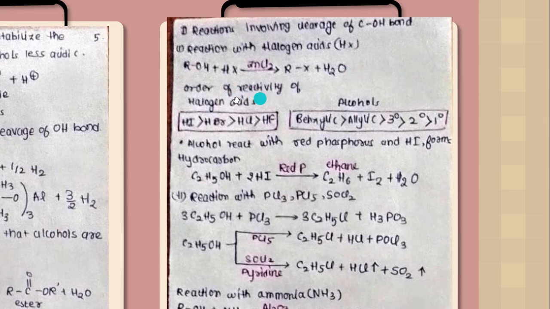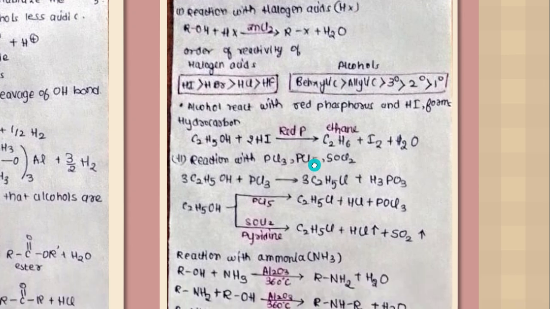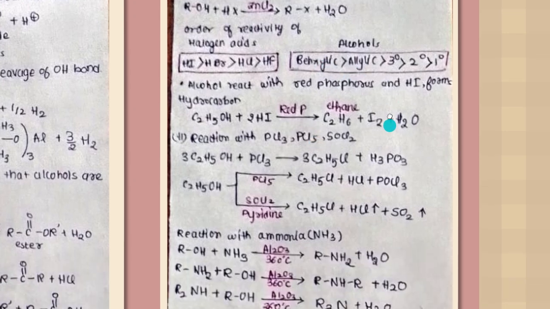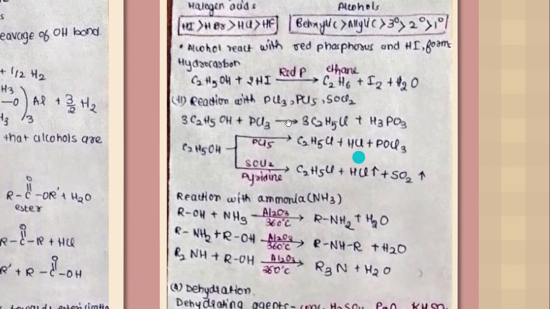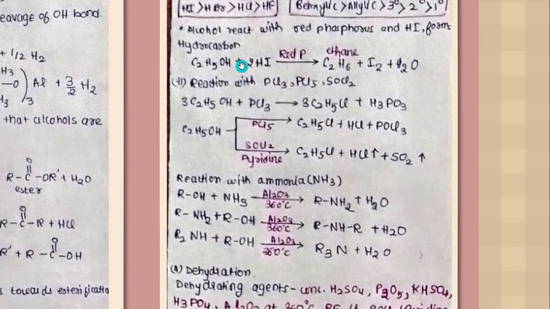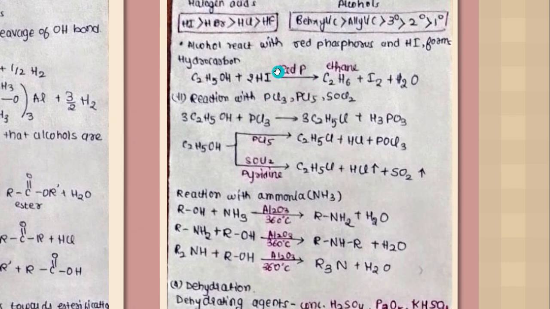So this is the order of reactivity of halogen acids: HI greater than HBr greater than HCl greater than HF. And further, for alcohols: benzylic greater than allylic greater than tertiary greater than secondary greater than primary. Alcohols react with red phosphorus and HI to form hydrocarbon. C2H5OH plus 2HI in presence of red phosphorus gives us ethane plus I2 plus H2O. Ethane is a hydrocarbon, right?